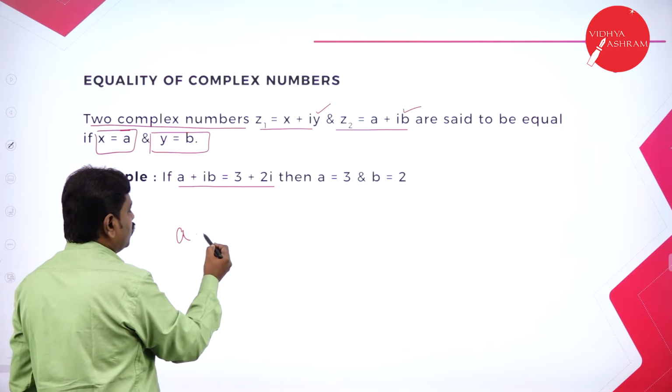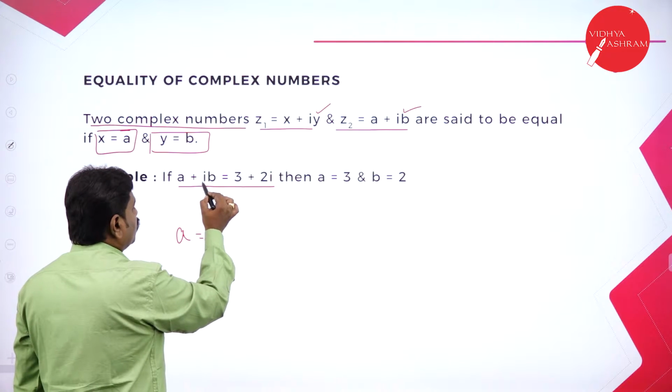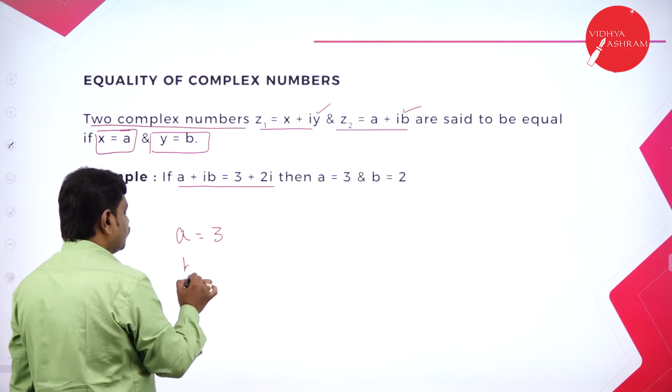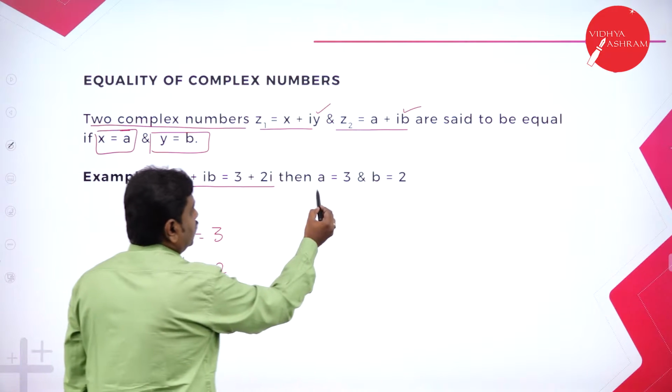A should be equal to the real part here. What is the real part here? 3. And what is the imaginary part? The coefficient of i. What is the coefficient of i here? B. Here, what is the coefficient of i? 2i, so 2. So that's what I wrote. A is 3, B is 2.